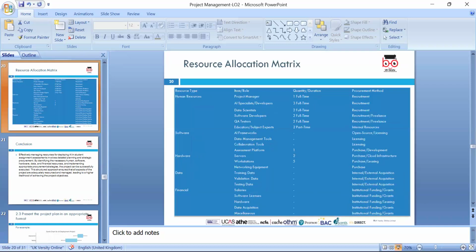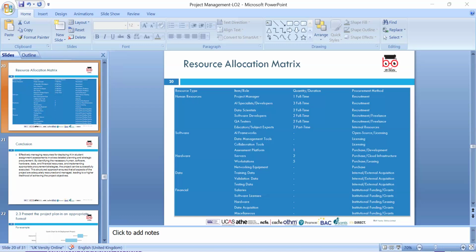Then it comes to resource allocation, which is very crucial for the project, guys. Let's look here: how many human resources we require, how many software developers, what sort of hardware we require for an AI project, how much data, networking, training, and data validation. Then the financial side: salary, software license, hardware, and data. These are the costs, so we do a cost analysis for this, and then we can make the project successful.